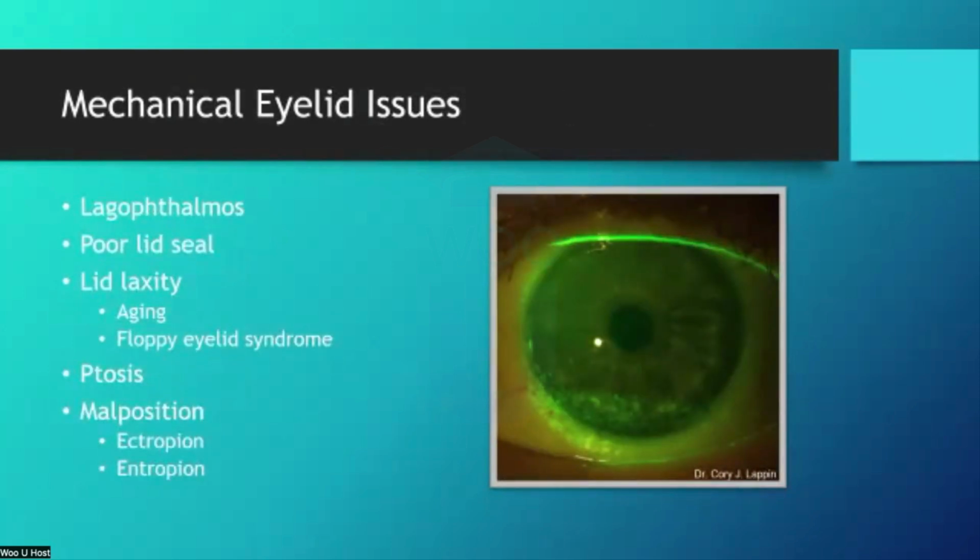And then this is the other one we've been hitting on, which is mechanical eyelid issues. These are massively, wildly underdiagnosed. One of the biggest things I see is lid laxity. And lid laxity is primarily due to aging.